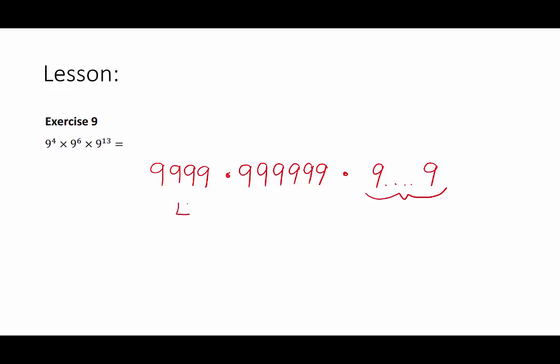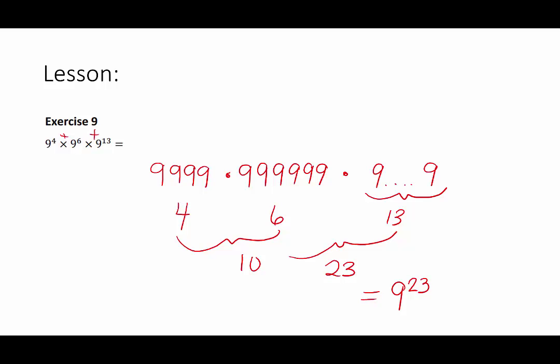We have a group of 4, a group of 6, and a group of 13. They're all multiplied together, so we follow the same rules. We add each of the exponents together. So 6 plus 4 is 10, plus another 13 gives us 23. So the final answer here would be 9 to the 23rd power.